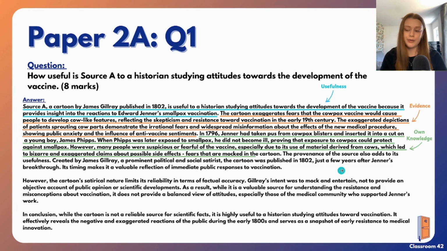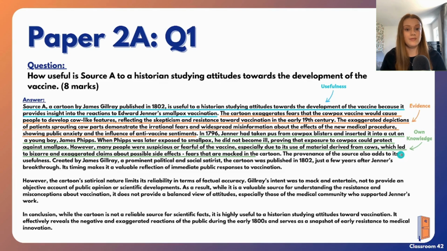Then we want to bring in our own knowledge. Here you can see I've brought in my own knowledge about Jenner and how he developed the smallpox vaccination, about James Phipps, showing that when he did not become ill, it showed that exposure to cowpox would protect against smallpox. And then I've also said, however, many people were suspicious or fearful of the vaccine, especially due to its material derived from cows, which led to bizarre and exaggerated claims about possible side effects, fears that are mocked in the cartoon. So I'm showing how the cartoon does portray what actually happened. I know that people were fearful about the vaccine, so the source is actually showing the truth.